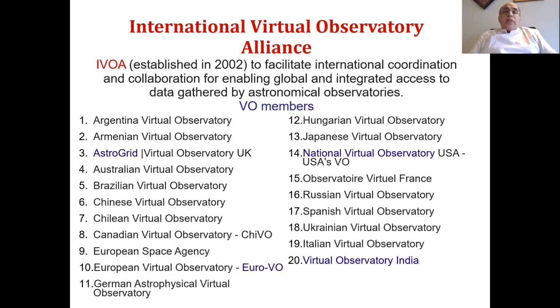These virtual observatory members are Argentina, Armenia, UK, Australia, Brazil, China, Chile, Canada, European Space Agency, European Virtual Observatory, German Astrophysical Virtual Observatory, Hungarian Virtual Observatory, Japanese Virtual Observatory, USA National Virtual Observatory, Observatoire Virtuel France, Russian Virtual Observatory, Spanish Virtual Observatory, Ukrainian Virtual Observatory, Italian Virtual Observatory, and Virtual Observatory India in India.